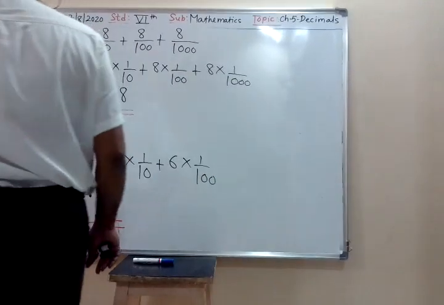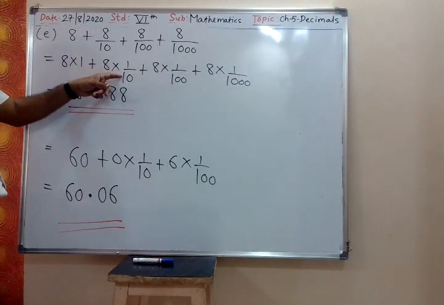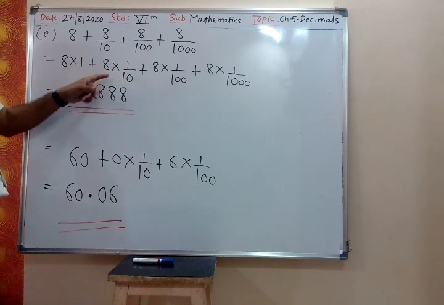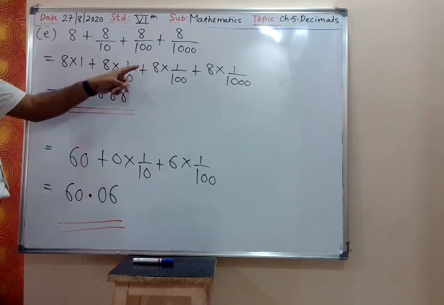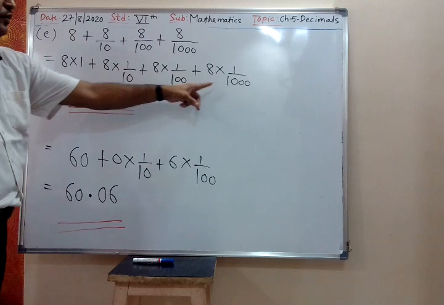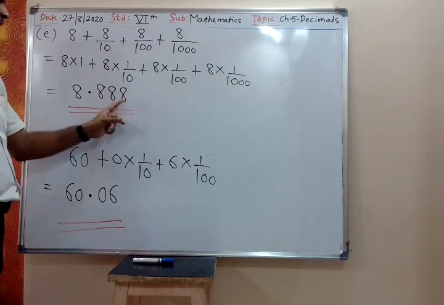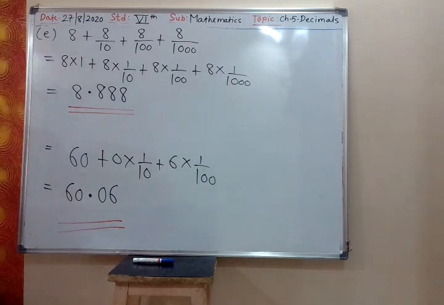My dear, it is 8 into 1, we write 8. Now next is 10th position. Before 10th position, we write decimal. Then first digit is 8. It is 100th position, means second digit will be 8. 1000th position means third digit will be 8. So 8.888.